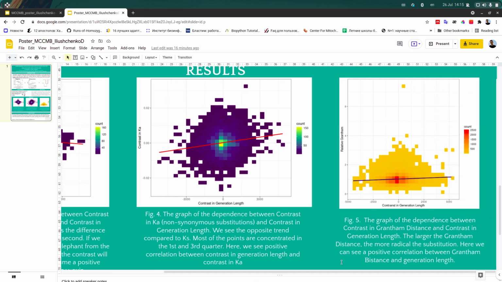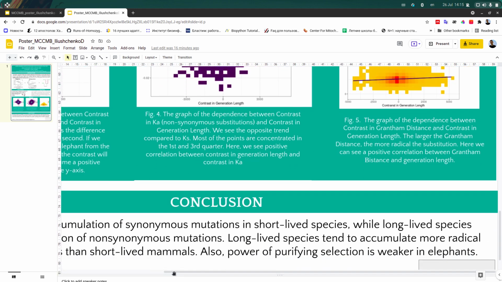And now we know that elephants have more non-synonymous substitutions. But now we need to show that these substitutions are more radical. To do this, we'll use the Grantham distance. As we can see in this graph, the greater the difference in generation length, the greater the relative Grantham distance will be. Let's move on to the conclusions.